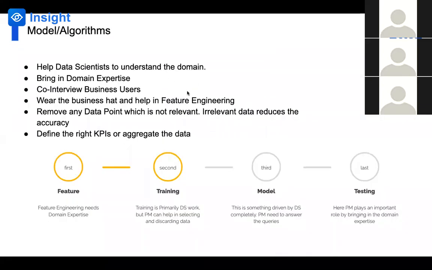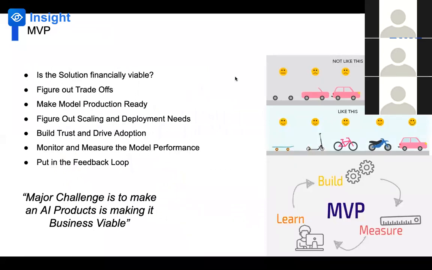Cool. Once the model is ready, the next step is building an MVP. So I hope you understand what an MVP is. I won't go into that part. I'll rather talk about the kind of problems you'll see while building an MVP on an AI ML project. Most of the biggest challenge in an AI product is to make it business viable. You have built a really fancy model and it works, but the compute cost is too high. It takes too long to compute. That solution won't be viable for you.